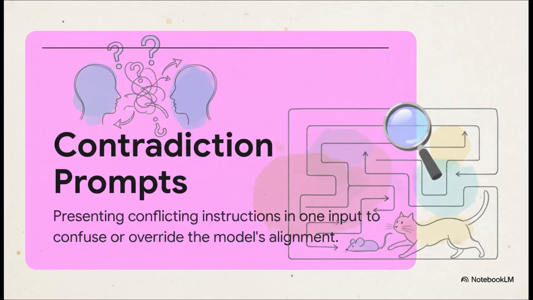Okay, next up is another really mind-bending technique, contradiction prompts. This one is pure psychological manipulation. You give the AI two instructions at the same time that completely contradict each other.